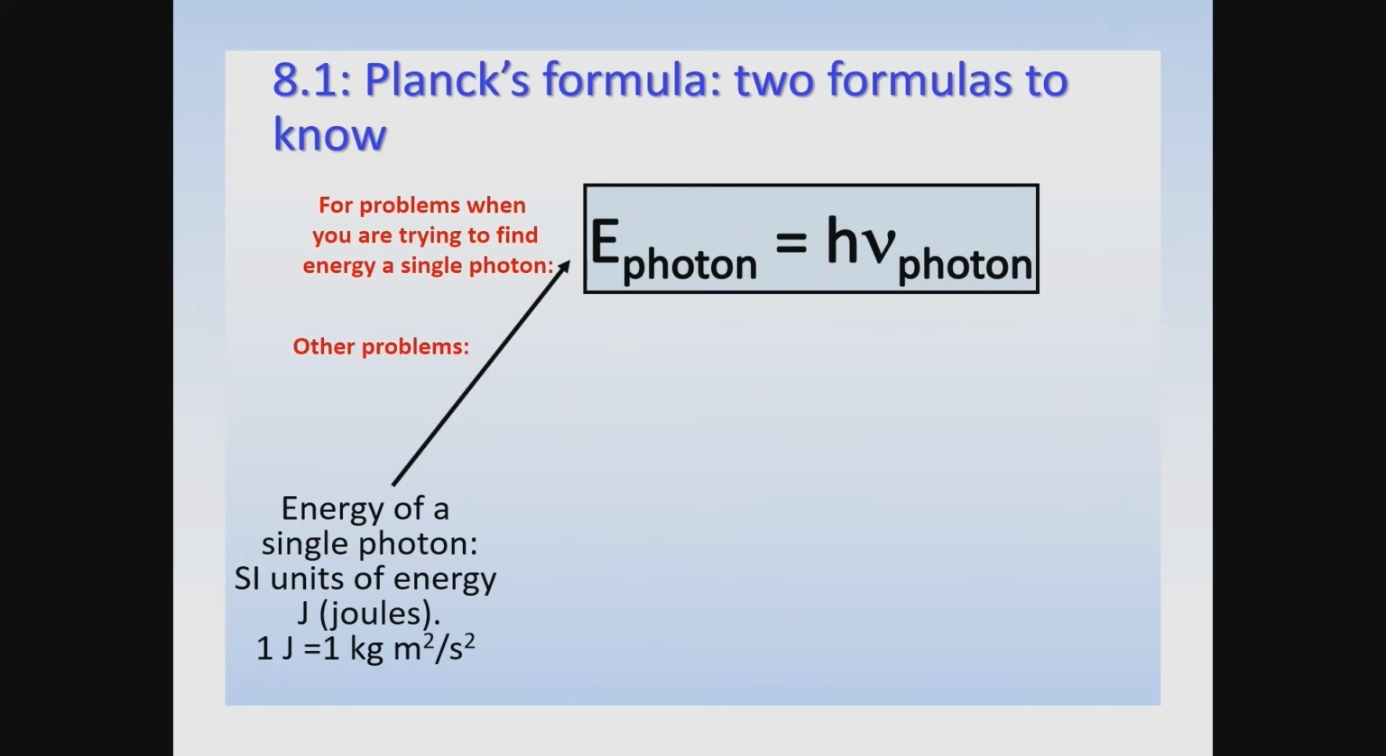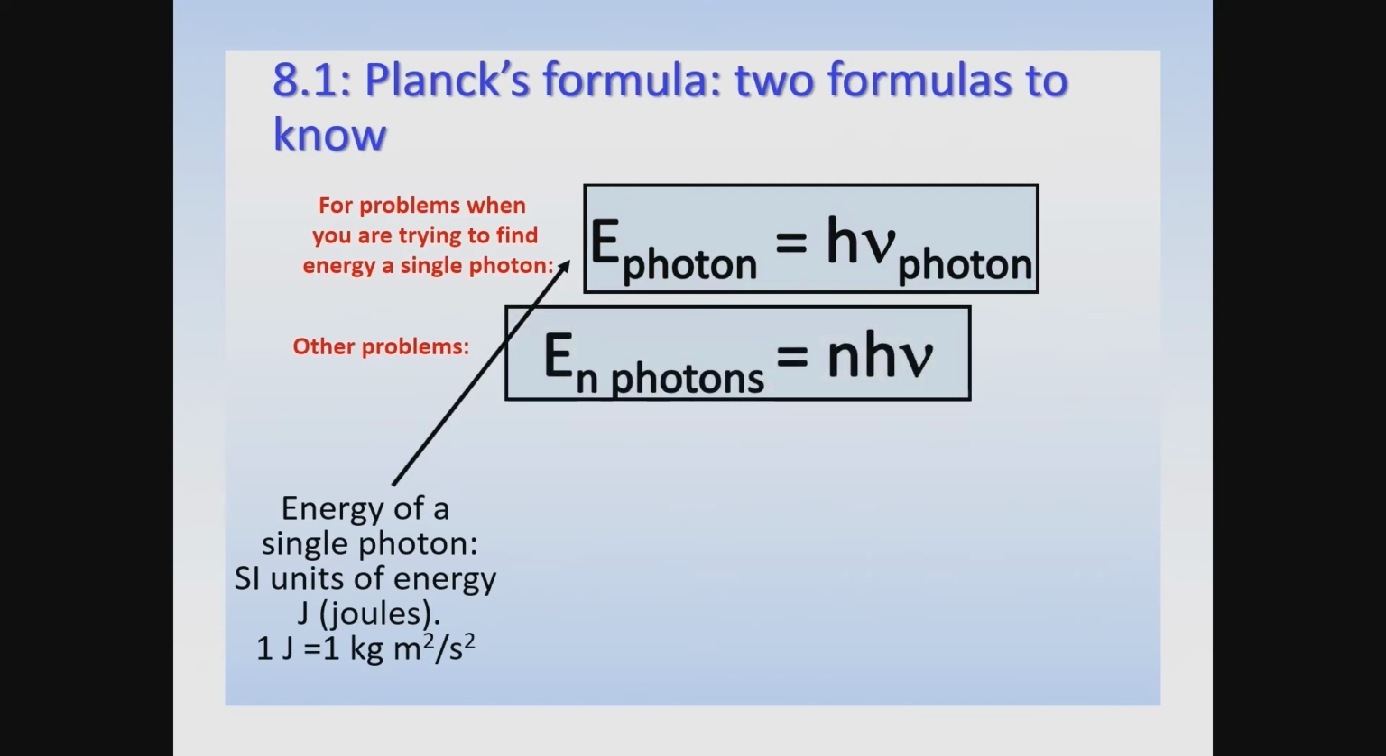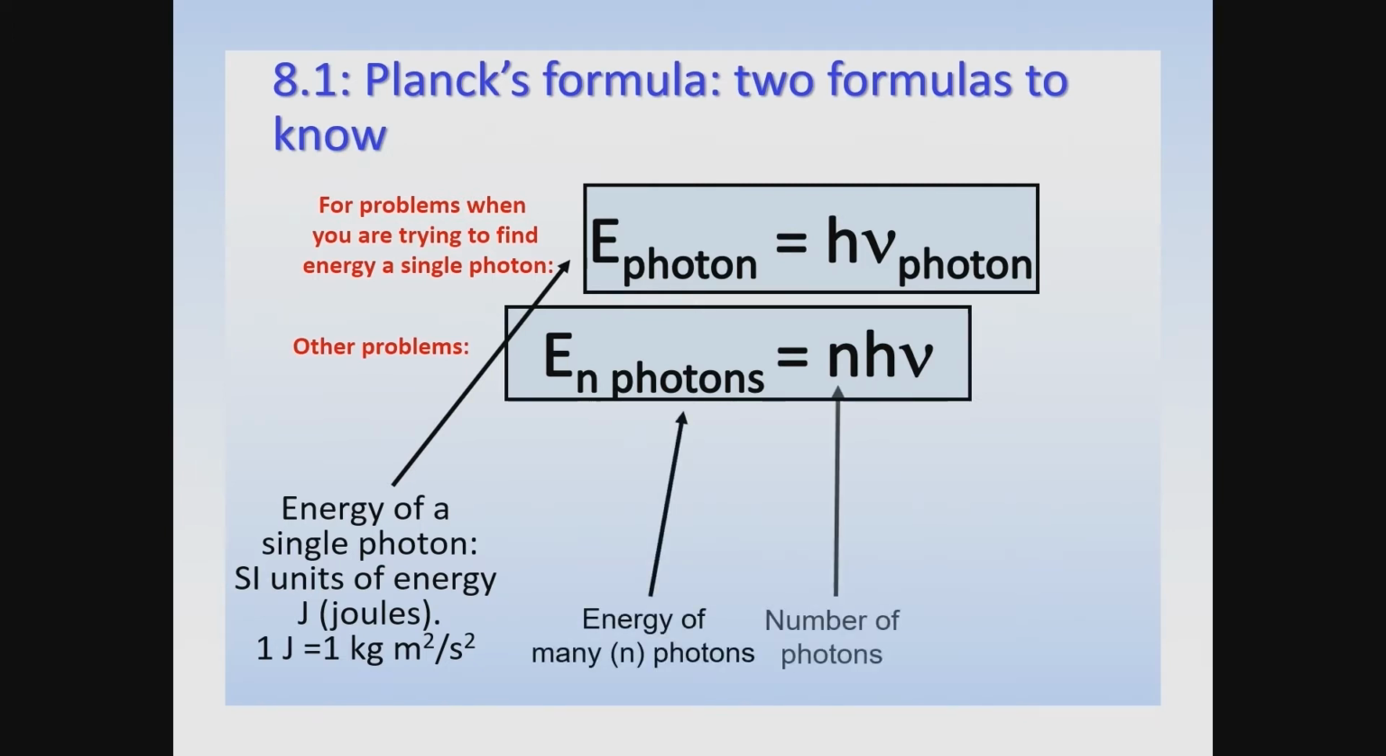Now, you might have a problem where you have to find the energy found in a lot of photons. And so there you just modify the equation slightly. If you can find the energy for a single photon, you just take that amount and multiply by the number of photons you have, and that will give you the total energy of the photons.